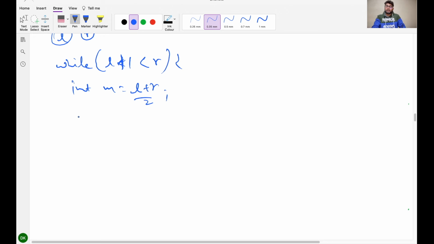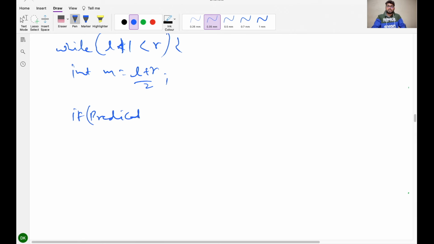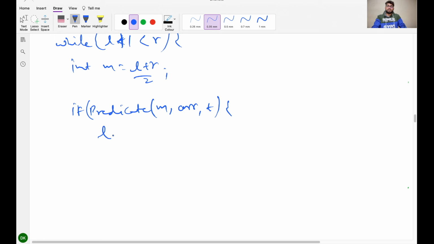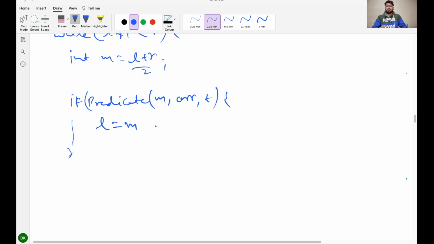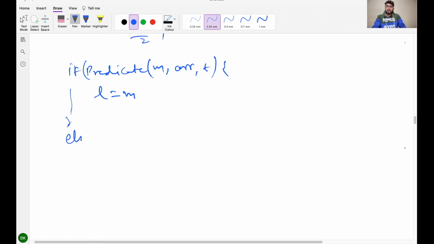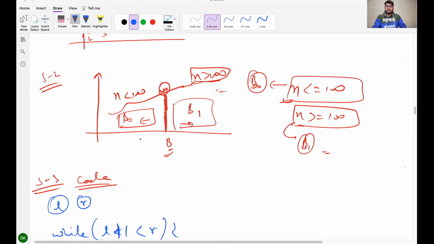After that, what do we have to do? We check if my predicate function, I pass my m, my array and my target element, is satisfied. Then I just ignore the left part, which means I am in the left region and I ignore the left part, and if not, I just have to ignore my right part. Okay, and after that, let's say I am considering the left region including my answer.